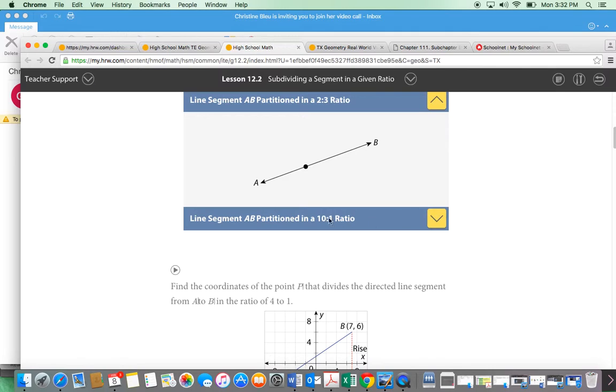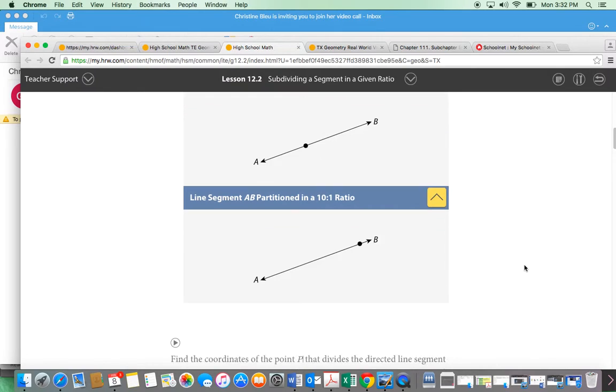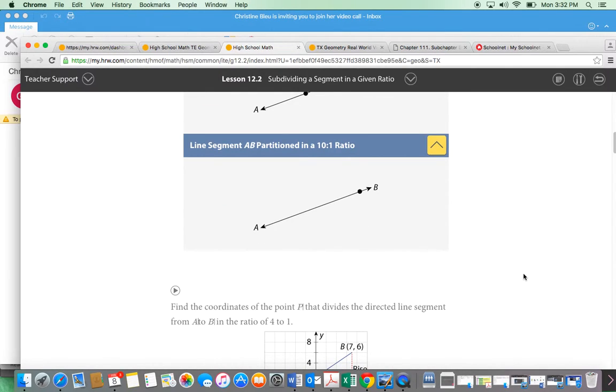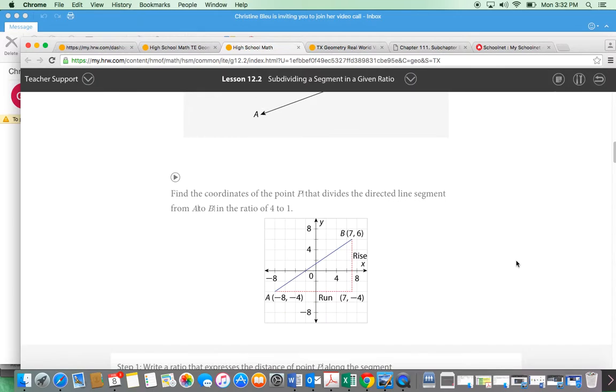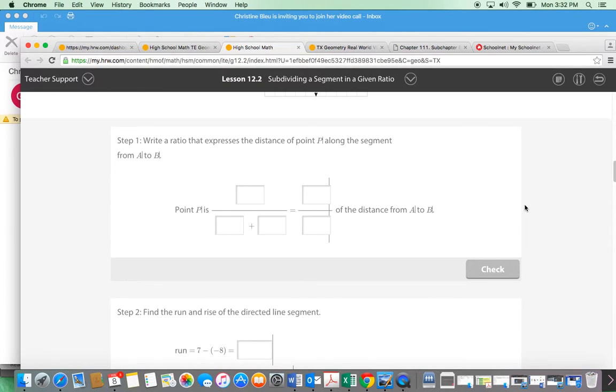And then the line segment is going to be partitioned 10 to 1. So here, the left section is much larger than the right section. So students can see the difference in a 2 to 3 ratio versus a 10 to 1 ratio. That sort of helps them understand the goal that we're looking at here. Then the directions for doing this on the coordinate plane follow, as well as an example for you to work together with the class.